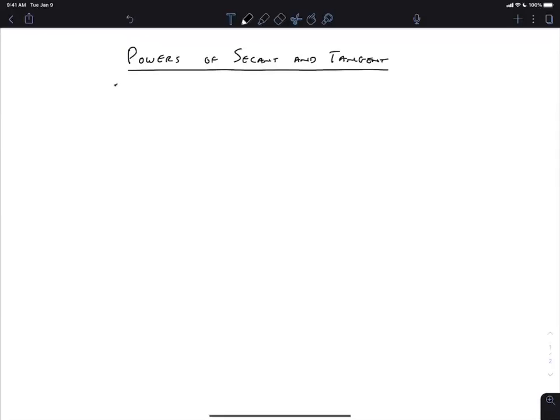With secant and tangent, we have the relationship that the derivative of tangent is secant squared, and the derivative of secant is secant tangent. And so if u is tangent x, then du obviously is secant squared x dx. And if u is secant x, then du is secant x tangent x dx.